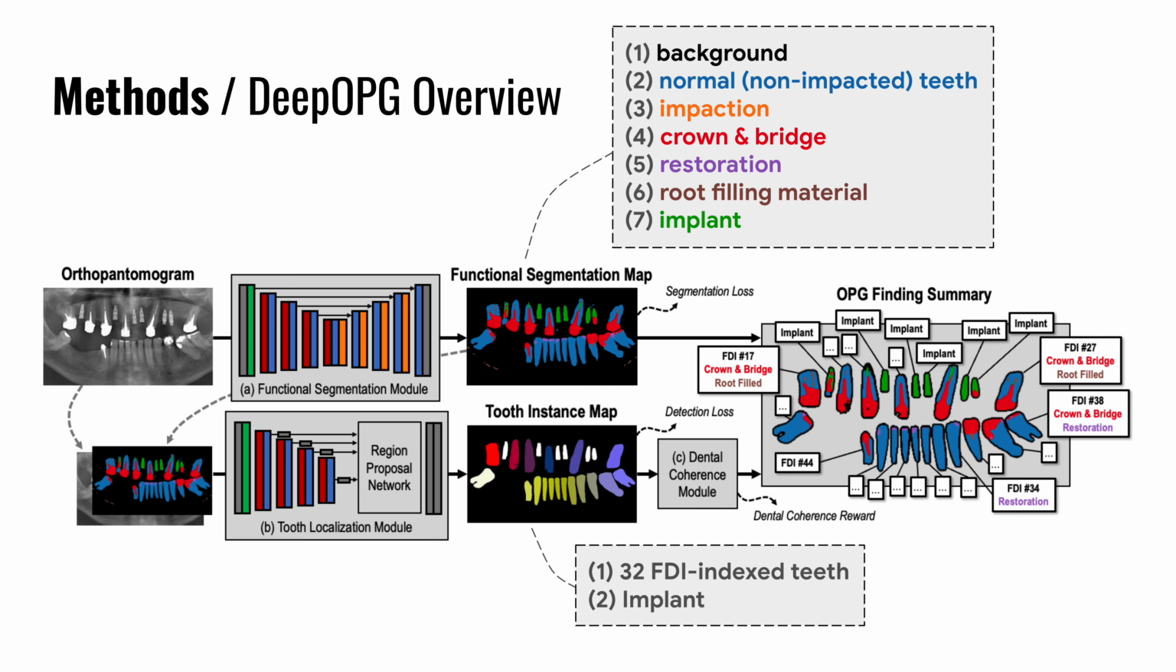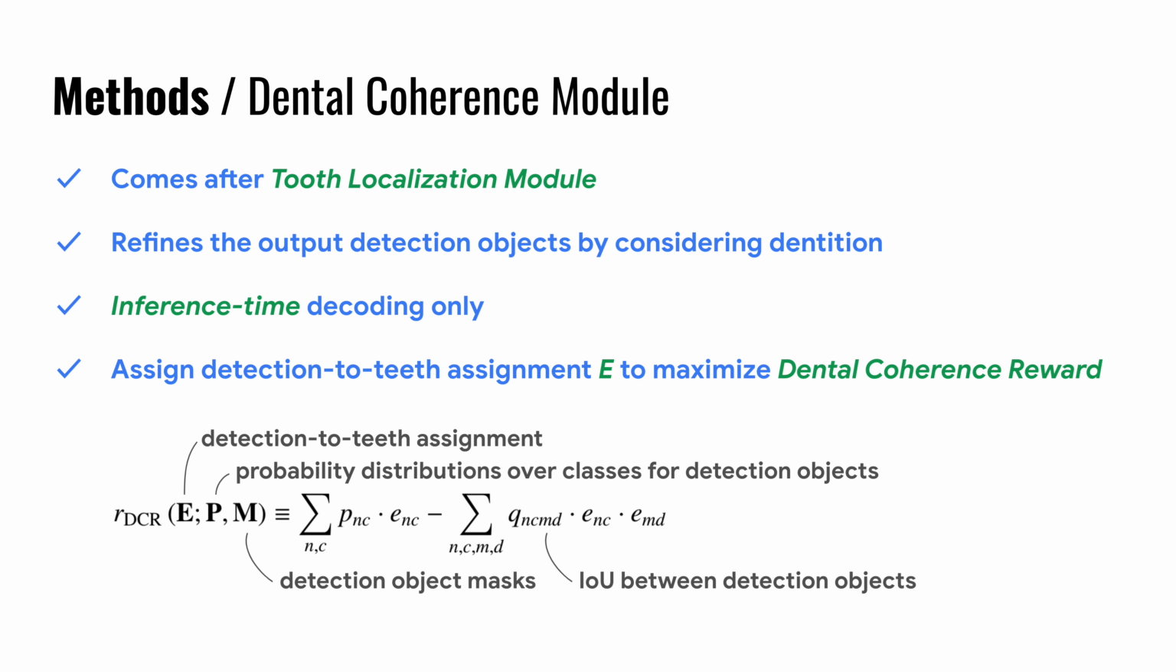We use a ResNet50-based UNet as the functional segmentation model and MICCAI as the tooth localization module. We want to highlight the dental coherence module since most of the time researchers directly apply deep learning models to medical data without considering its inherent structure as a prior. Hence we, at inference time, perform optimization to select the best assignment of objects to teeth by maximizing the dental coherence reward as described here. It turns out to be a generalized quadratic assignment problem widely studied in optimization theory.